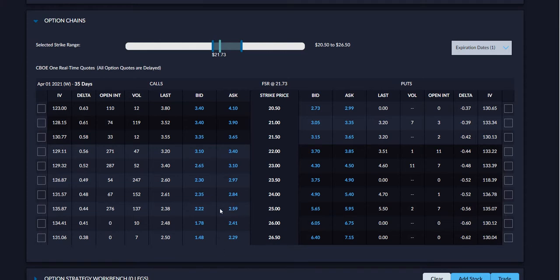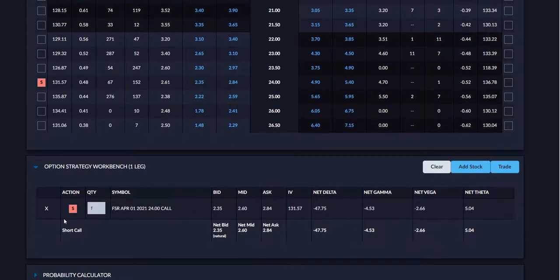On the flip side, for a put is down here. So that's how you pretty much know they're opposite of each other. So I'm going to choose, for demonstration purposes, $24. I'm going to do a sell. And you automatically see it down here. It goes right into Fisker, April 1st, 2021, $24 call, short call with my bid, mid, and ask.